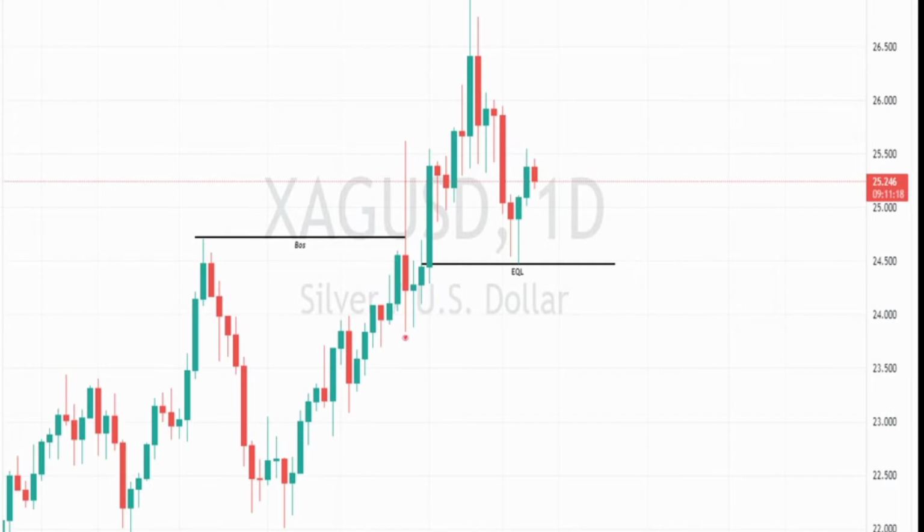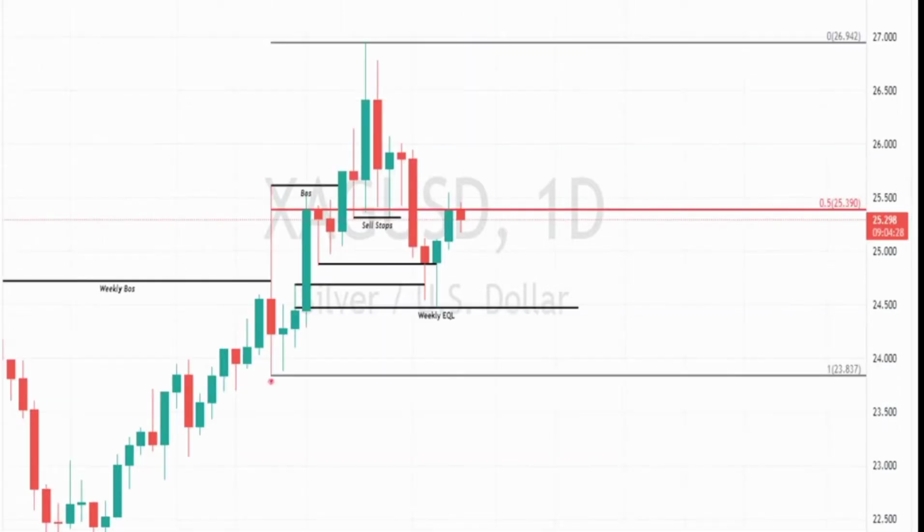Yeah, so let's go down further. Now this is the daily time frame. We are still in the daily time frame. This is that weekly break of structure, and this is that swing low I talked about. So measuring the daily range from this low to this high, we have the equilibrium right here.